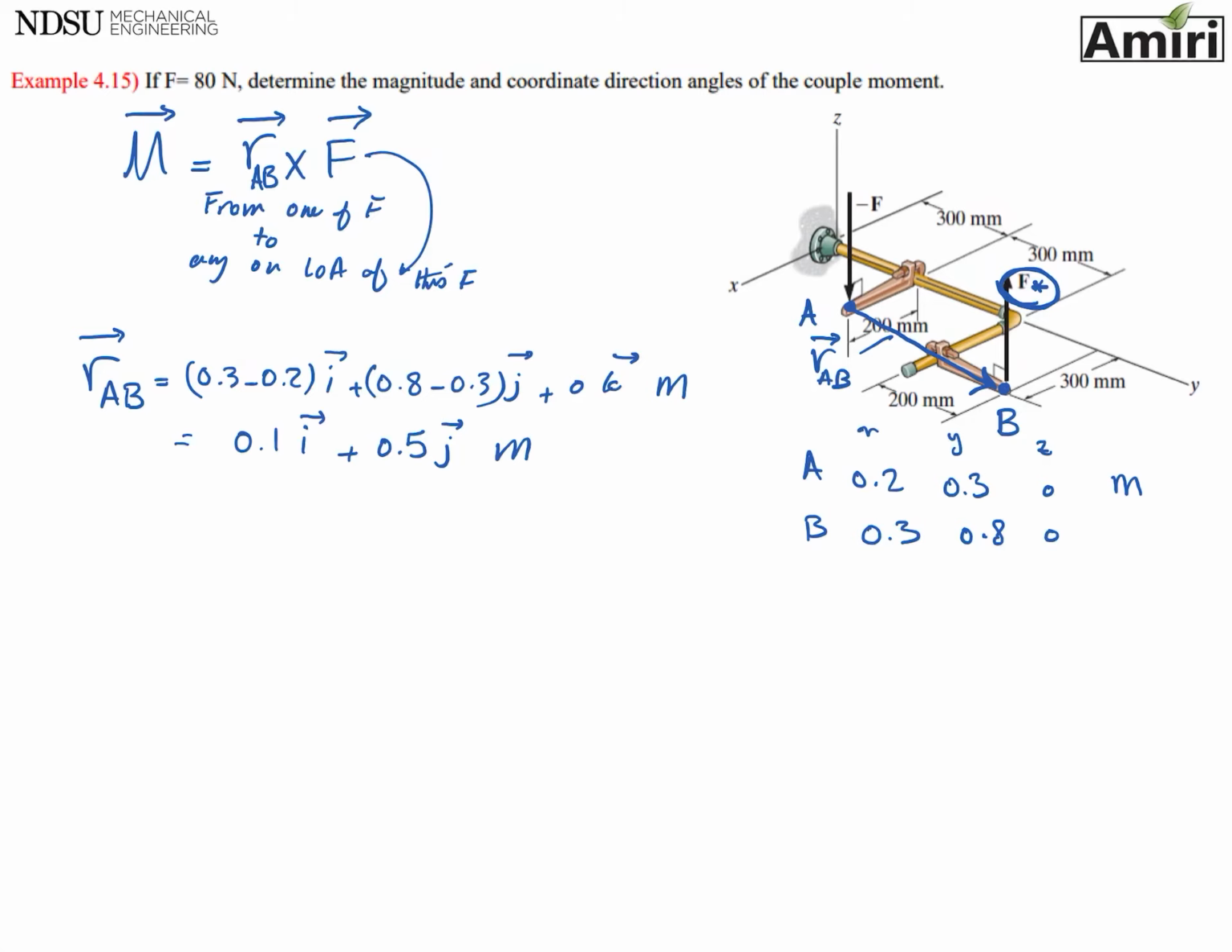So let's see. F has a magnitude of 80 newtons and is pointing towards the positive z-axis. So I have the magnitude of it, I have the direction of it. So F in vector format is going to be 80 Newton in the direction of K. I think I have everything that I need to go into my matrix.